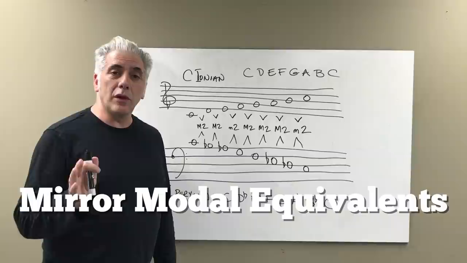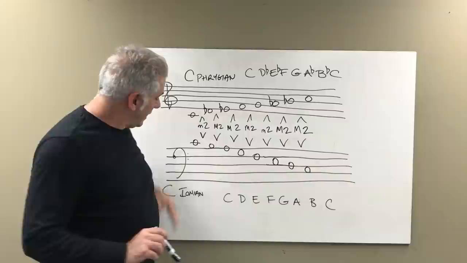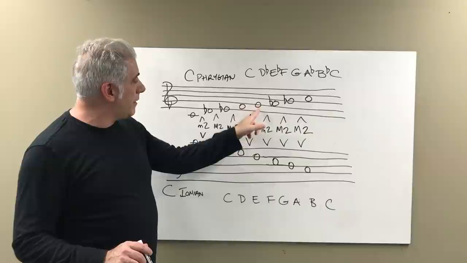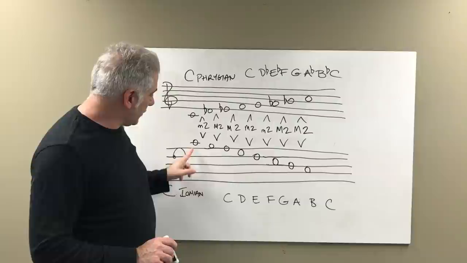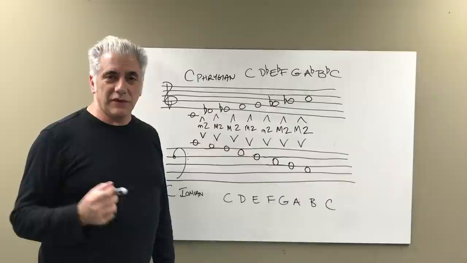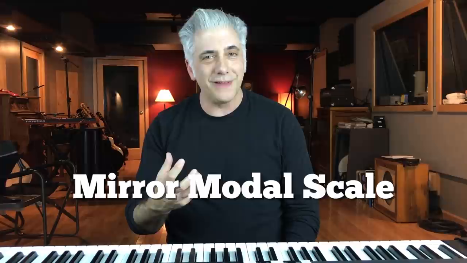We can do the exact opposite using Phrygian ascending and Ionian descending, and the interval combinations are the same. Once again, these are mirror modal scales. Minor second, major second, major second, major second, minor second, major second, major second. Okay, same thing. So these are equivalents. Whether they're ascending or descending, Phrygian and Ionian are the exact mirror images of each other. Each mode of the major scale has its own mirror mode going in the opposite direction.